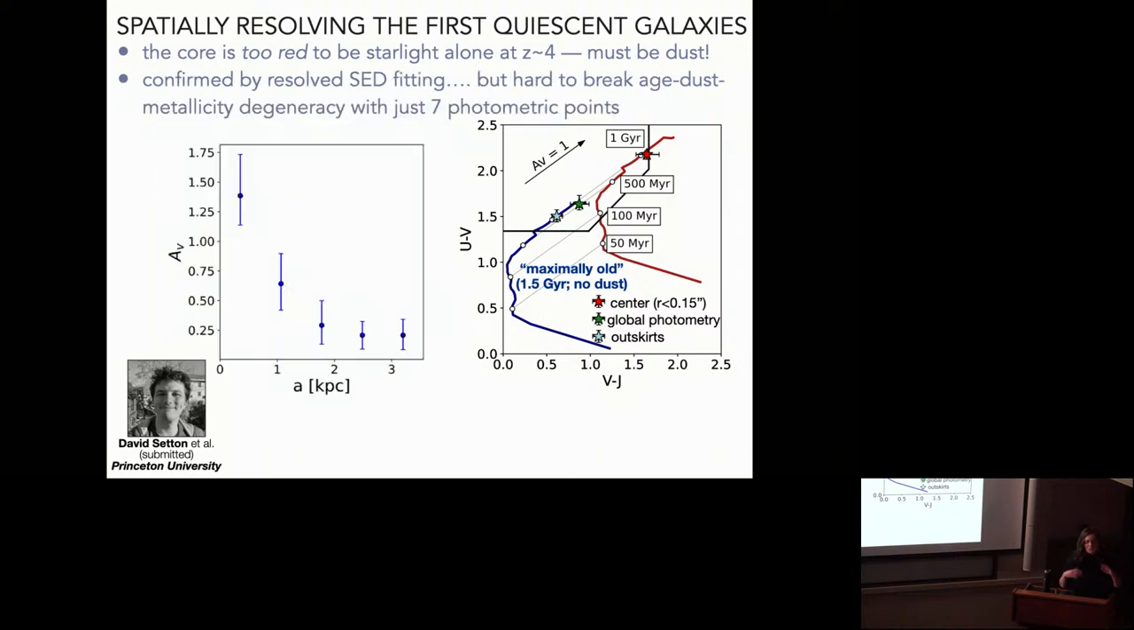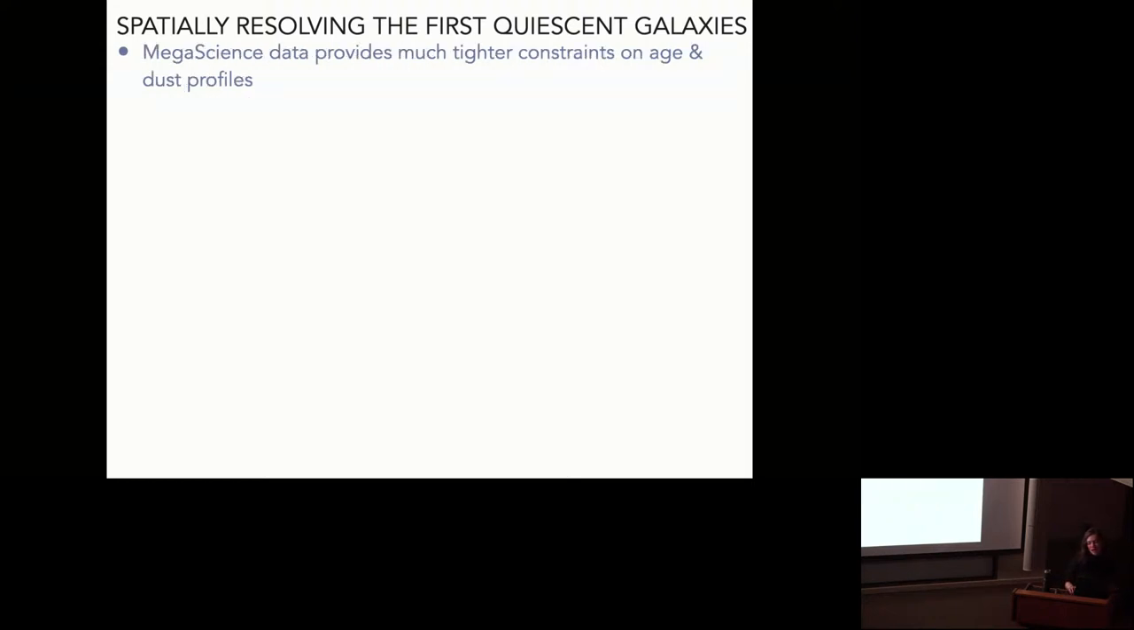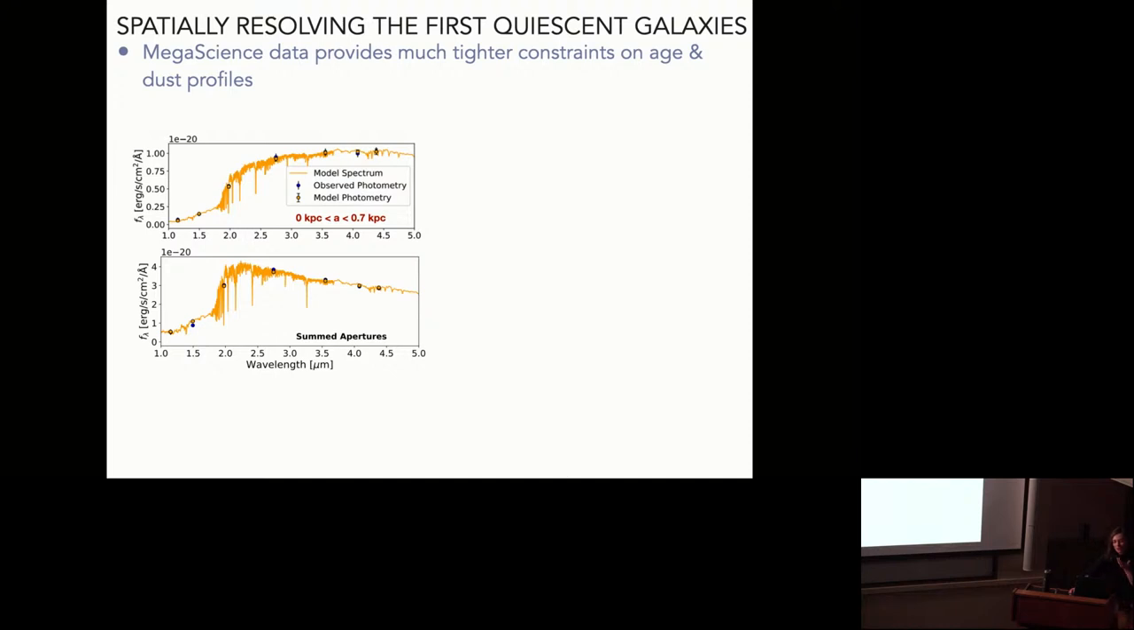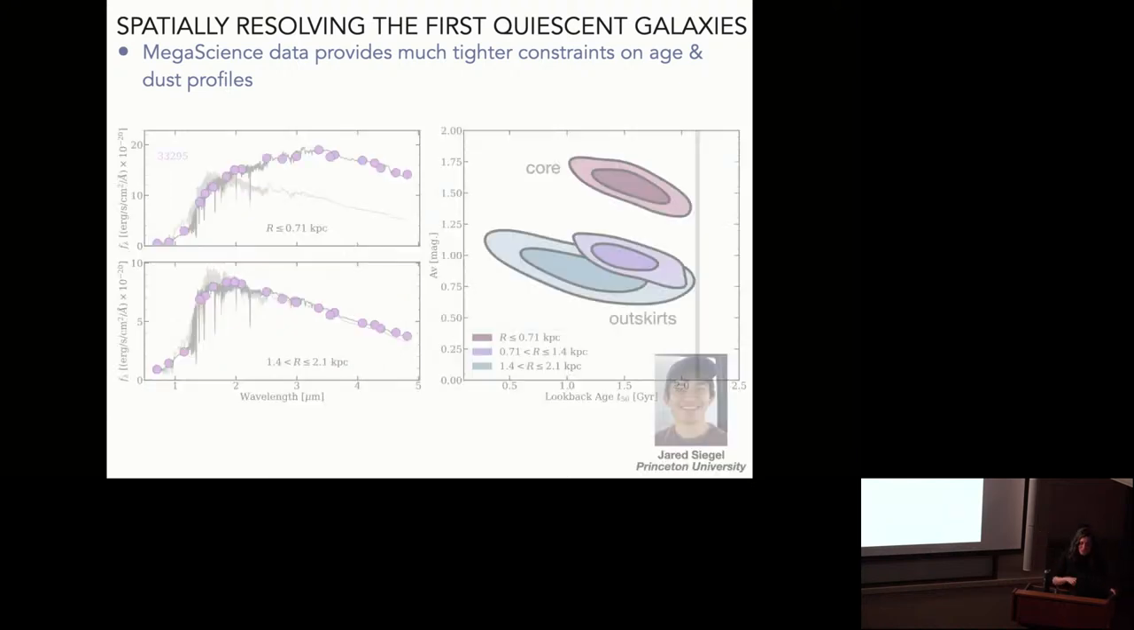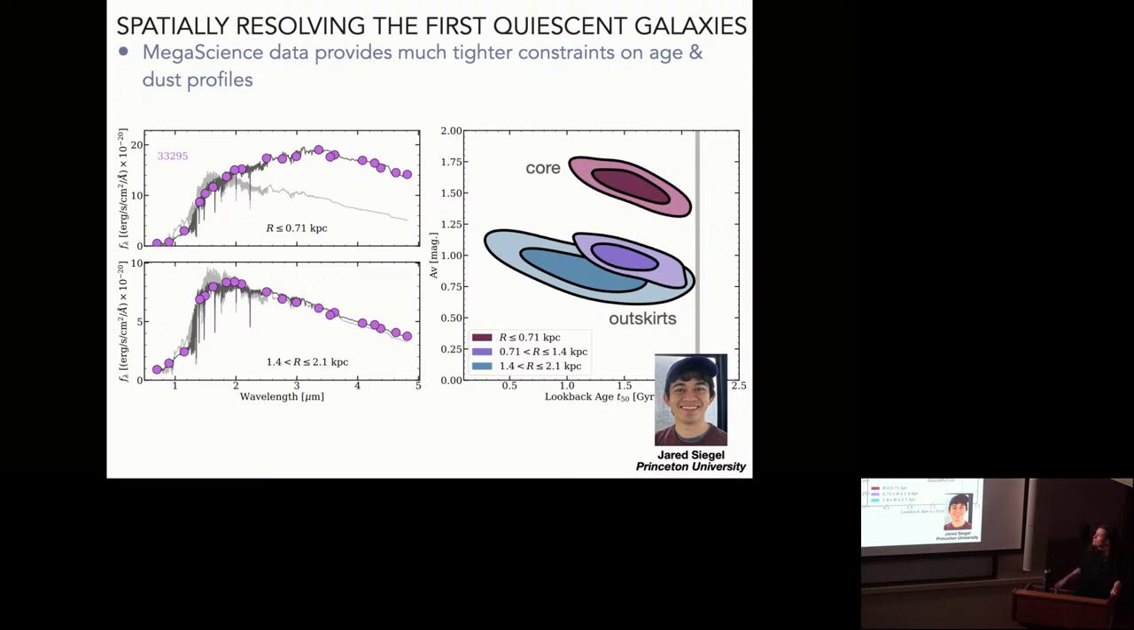This is confirmed when he does spatially resolved SED fitting, but again, this is just 7 points of photometry. Once we add in the data from MegaScience, these additional 12 bands, we get much tighter constraints. He hasn't refit this same exact galaxy, but this is an example of a different quiescent galaxy in our sample, at a little bit lower redshift, where you can't play this same trick of breaking the age-dust degeneracy by saying the universe is really young, so you have to actually model it. This is work led by Jared Siegel at Princeton, where now we have 20 bands of photometry, you can do this spatially resolved SED fitting and actually be confident about your answer.